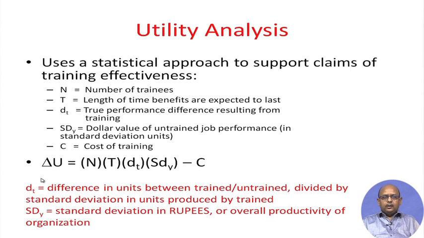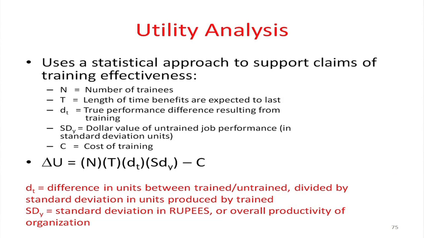So, this is the formula. Delta U, that is the utility, is N multiplied by t multiplied by this multiplied by this, minus C. So, that is how you calculate the utility of the training program, right. This approach can also be used to identify the utility of the program, basically to convince the top management whether this program is effective or not and whether you should go for this kind of program or not, right.